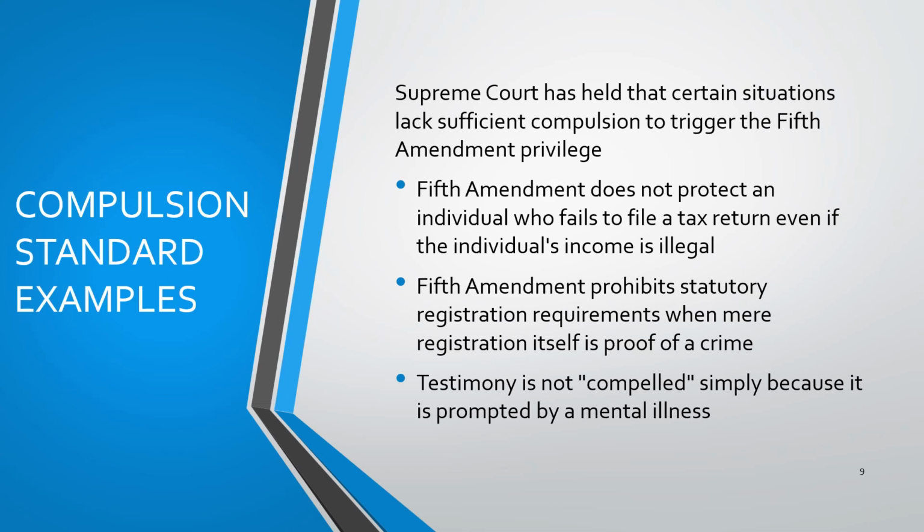The Supreme Court has held that certain specific situations lack sufficient compulsion to trigger the Fifth Amendment privilege against self-incrimination. For example, the Fifth Amendment does not protect an individual who fails to file a tax return, even if the individual's income is illegal, for example, illegal gambling. A taxpayer may leave blanks, the Supreme Court noted, on the income tax return if the required information would tend to incriminate, but may not fail to file a return.